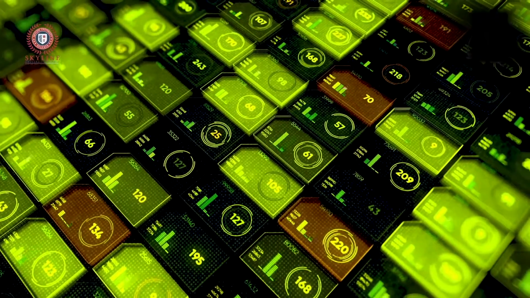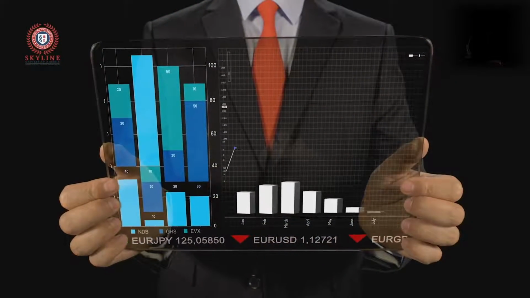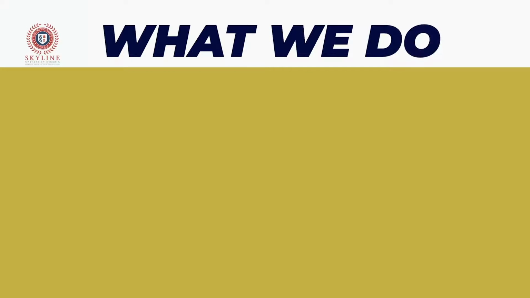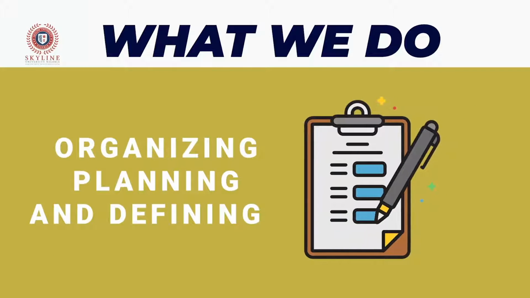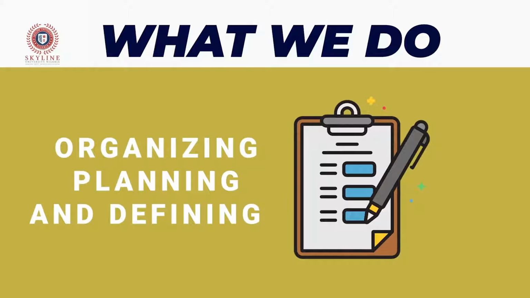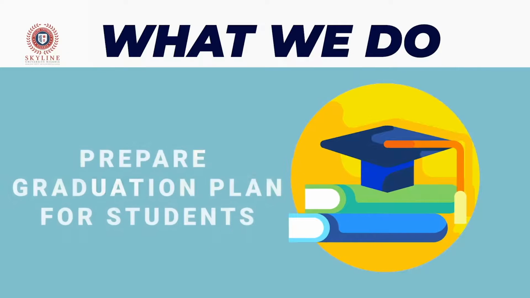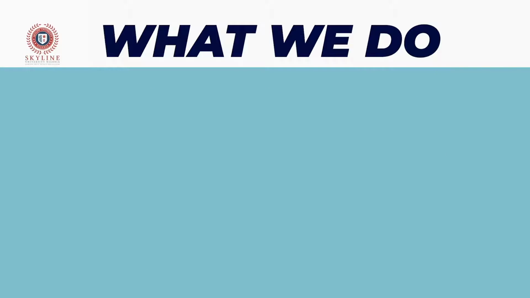Skyline University Nigeria's administration department plays a vital role in conducting the overall academic and student services. The functions of the department are as follows: organizing and planning the academic year with respect to courses, manpower requirement, and defining the academic calendar. To prepare the graduation plan for students and prepare ready reckoners.